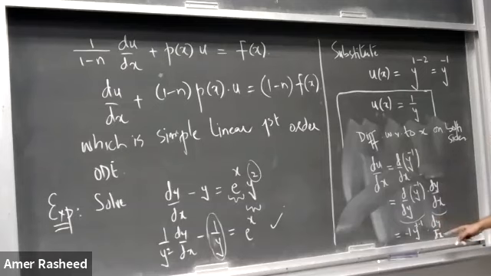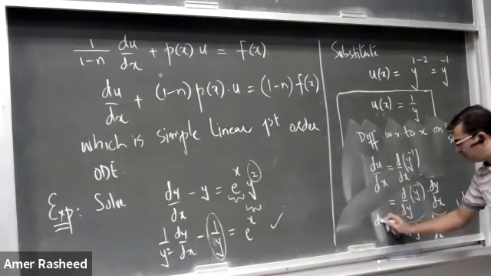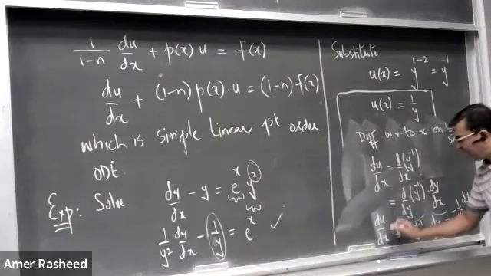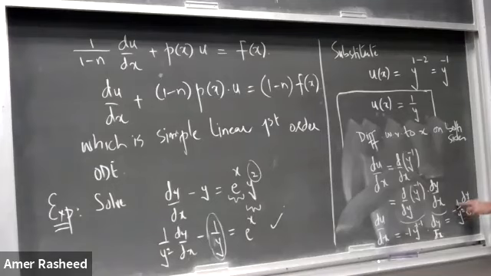I hope you can see this, who was asking this question? Yes sir, I can see it. Now this has become -1/y² times dy by dx. So the whole thing, du by dx is equal to -1/y² dy by dx.